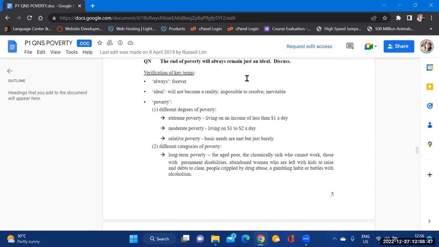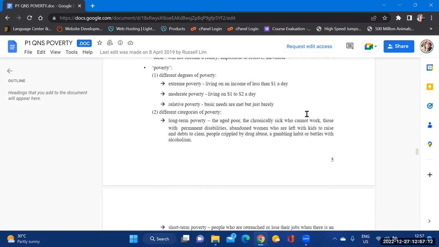Let's look at this. Verification of key terms. Students should clarify and define, by giving synonyms, all these terminologies in the question. Always means forever. Ideal means will not become a reality, impossible to resolve, or inevitable, or unattainable.